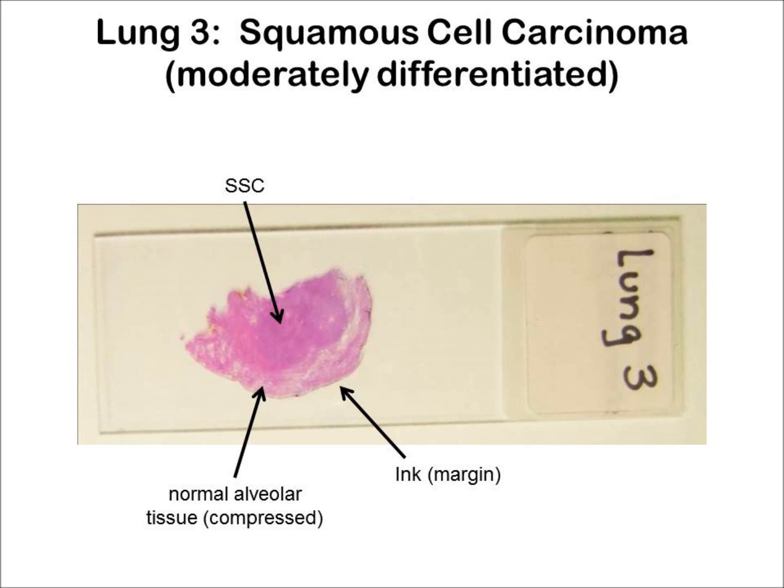Now move on to the slide labeled Lung 3 of a squamous cell carcinoma. By eye, observe that the tissue section has a semicircular shape. Black ink is present on one of the edges to indicate the margin of the resection.